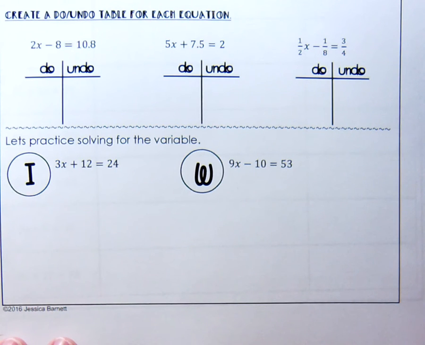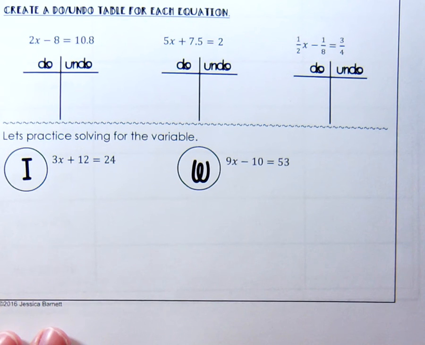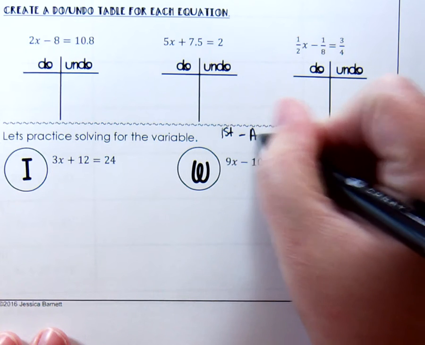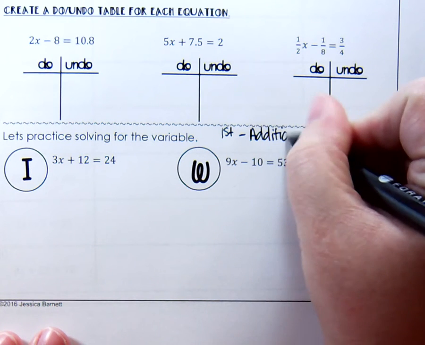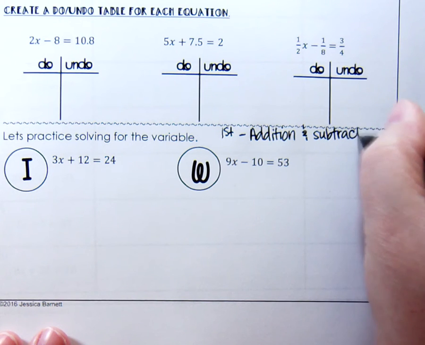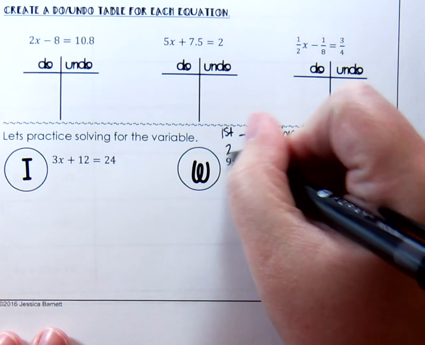So we're solving two-step equations, and the most important thing to remember when you're solving two-step equations is that first you have to do your addition and subtraction. Then you need to do your multiplication and division.